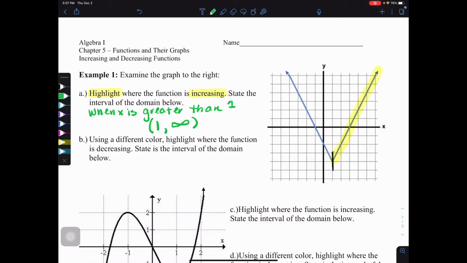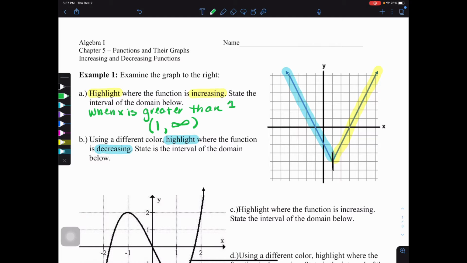Now when we go to part B, I'm going to switch to a different color. It says using a different color, we're going to highlight where the function is decreasing. So this is where the function is going down. Now looking at the graph, even though the arrows point up to show that this graph continues to go up and out, when you look at this portion of the graph, as the x values increase, your y values are coming down. So that's a decreasing section of this graph.